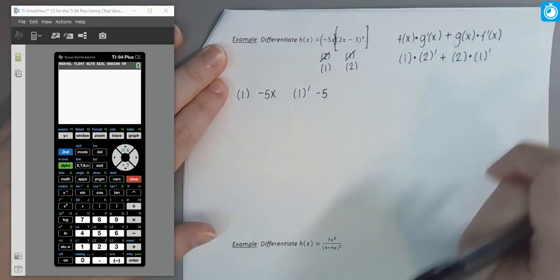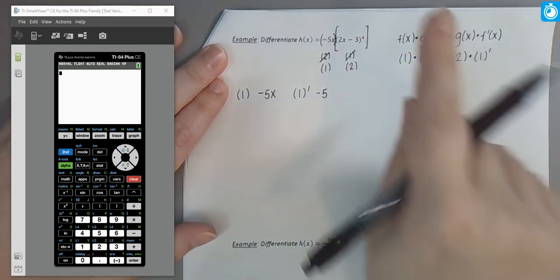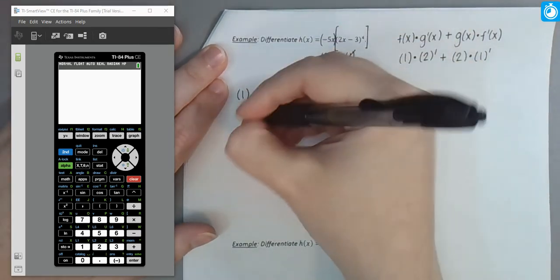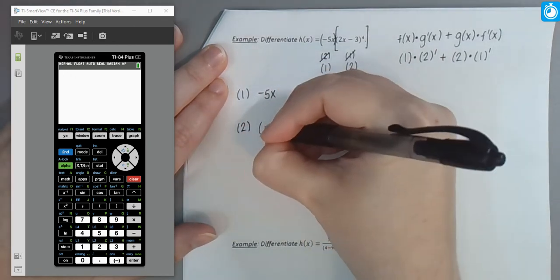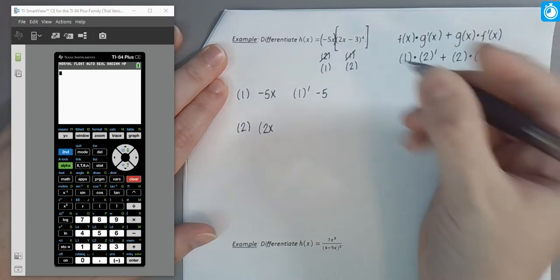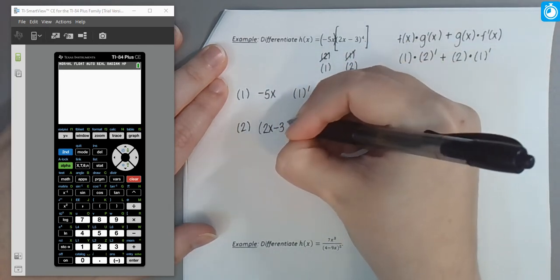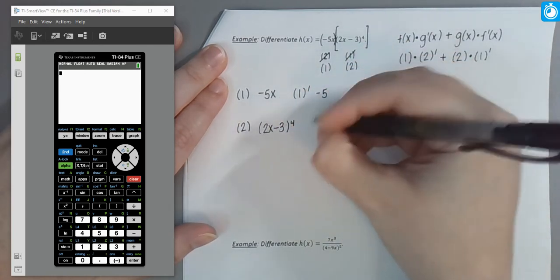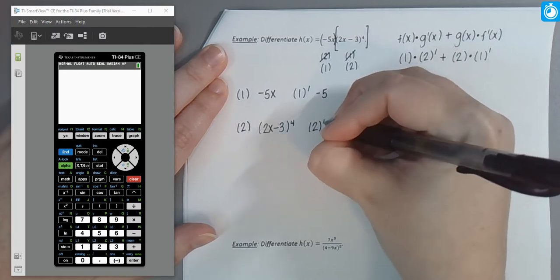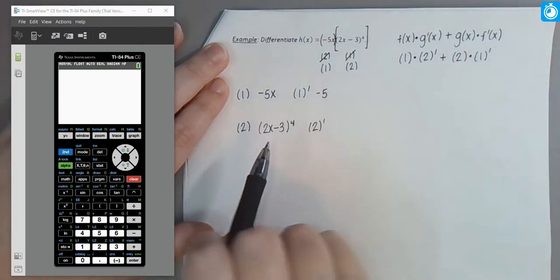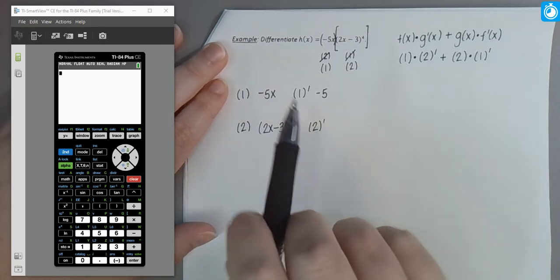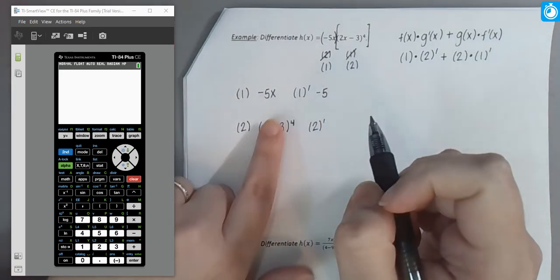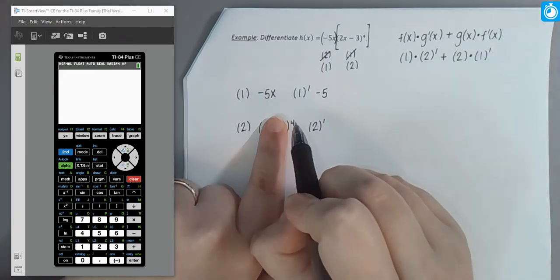So we have two parts of our product rule. Now we go to the more complex one. Function 2 is 2x minus 3 raised to the 4th power. When we take its derivative, let's see if we can use that idea of the extended power rule like I explained at the end of the last example. It's an input, something, raised to the 4th power.